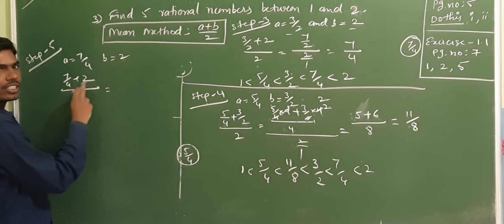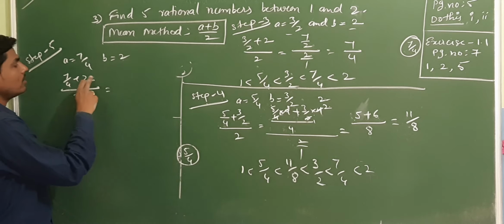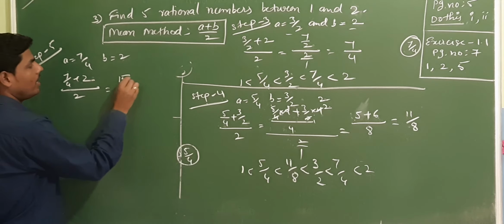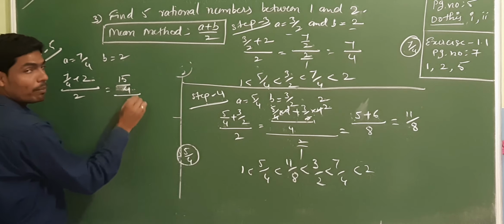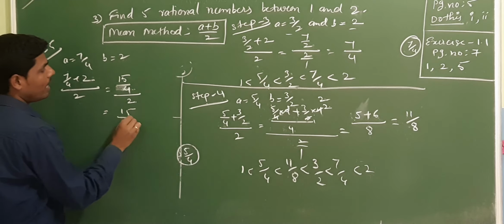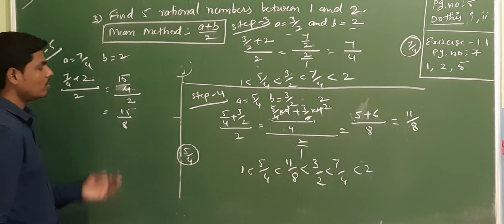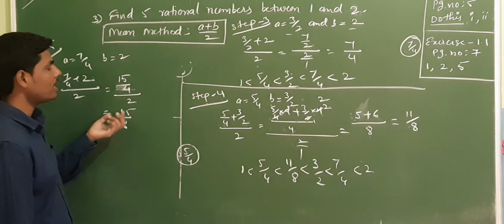It is like a mixed fraction. 4 into 8 plus 7, that is 15 by 4, divided by 2. And these two, you can multiply: 15 by 2 for the 8. So the required fifth rational number is 15 by 8.